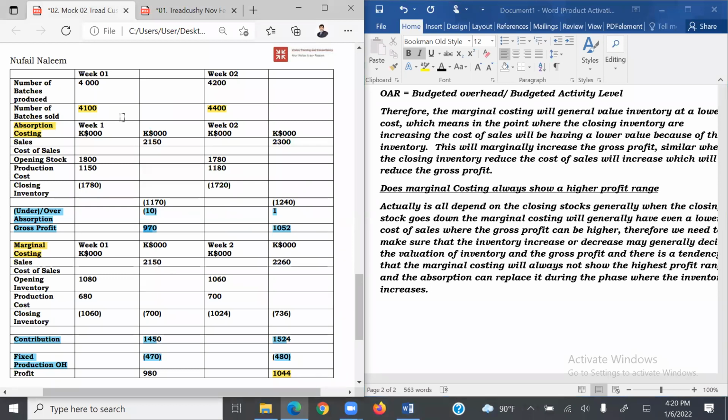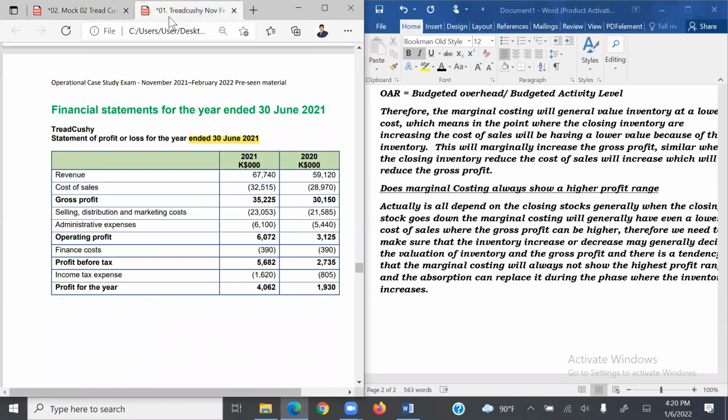The inventory valuation generally plays a major role, students. Because observe it, when the inventory reduces, marginal costing will even go lower. That's the basic understanding. So the cost of sales will increase. When the cost of sales increases, the profit will reduce. But students, when the inventory level increases, then marginal costing will generally be the highest one. So that is the understanding there.